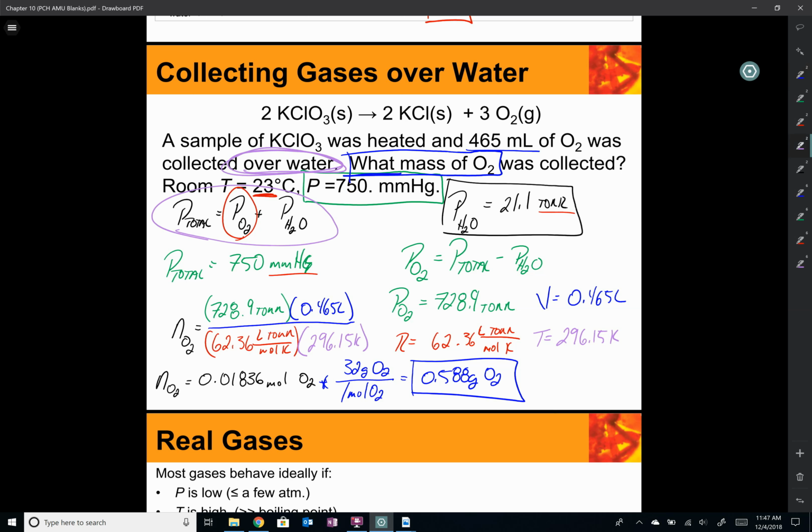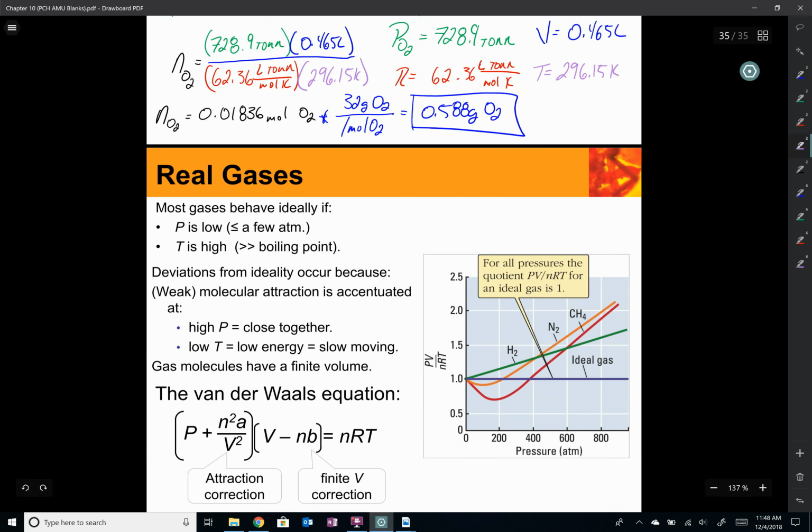And the last topic that we want to talk about in this chapter is just reality. In reality, not everything is an ideal gas, but it really depends on pressure and it depends on temperature. And so the van der Waals equation has some corrective values in there to account for high pressure or low temperature systems.